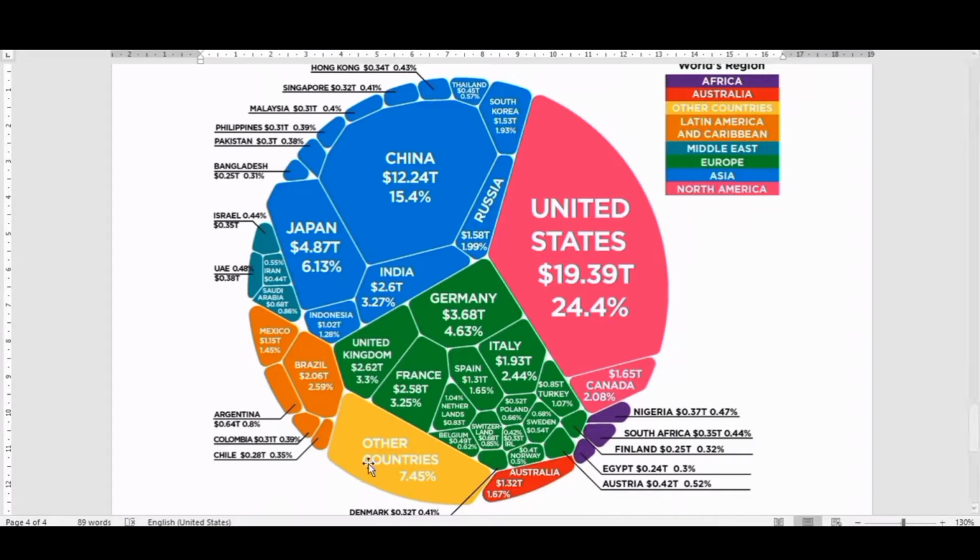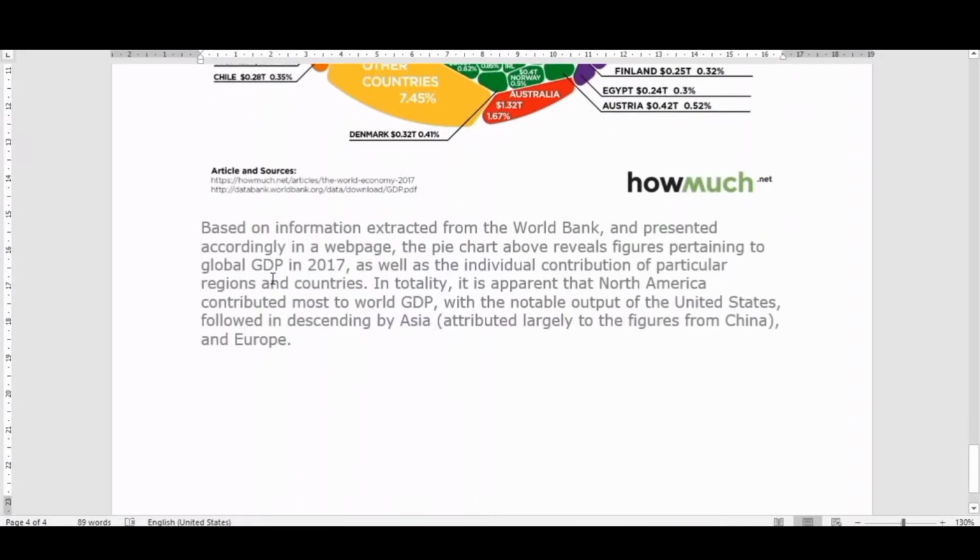And probably we will mention other countries as contributing 7.45%, but the rest of the regions, like this is South America over here, that's Oceania over there, and this is Africa. We can just choose to ignore all of these. This is the Middle East, Saudi Arabia over there, Israel, UAE, Iran. You can just choose to ignore these figures since we do not have time and space for them.